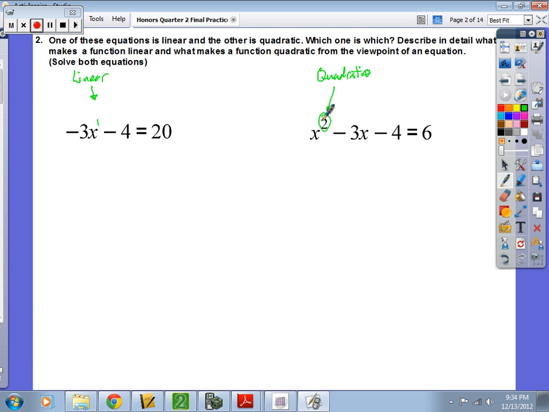And so here's what I know. I know if your biggest exponent is 1, it's going to have only one solution. But a quadratic is going to have 2 solutions.